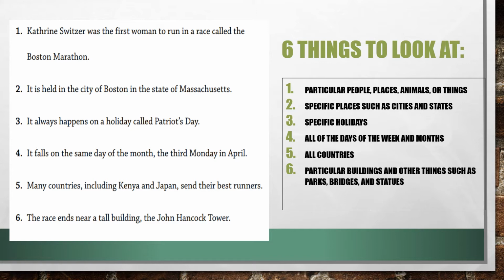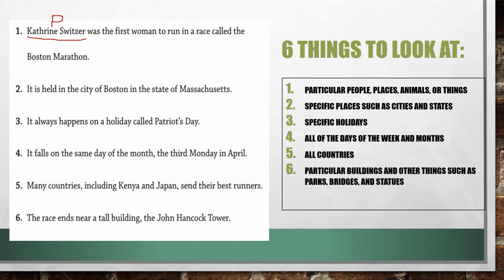On sentence number 1, it says, Catherine Switzer was the first woman to run in a race called the Boston Marathon. Now I'm going to try my best on this because this little trackpad is not always my friend, but here, Catherine Switzer, it's her name, it is very particular to her, so that one would be a proper noun. I'm going to put a P above it really quickly.